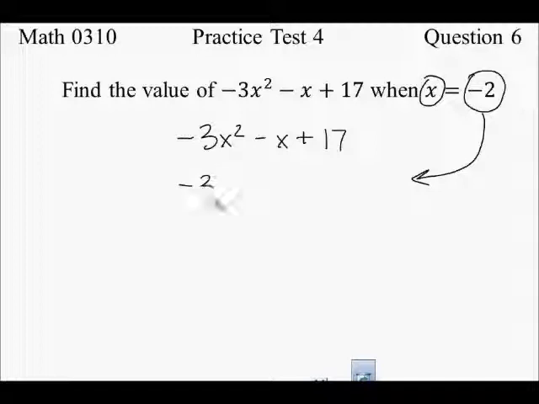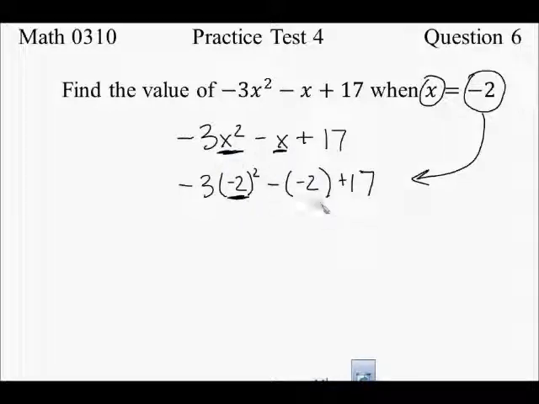So negative 3x squared here becomes negative 3 times negative 2 squared. Minus x now becomes minus negative 2, and plus 17. So we can see that everywhere we used to have an x, we now have negative 2 in its place. Okay, so now we begin simplifying, and we want to begin simplifying by the correct order of operations here. So we see that in our parentheses, there's nothing to simplify, so we move on to our exponents.